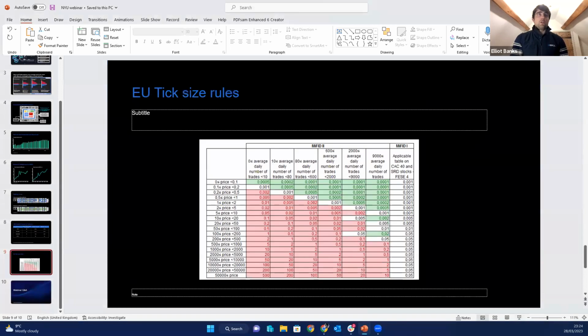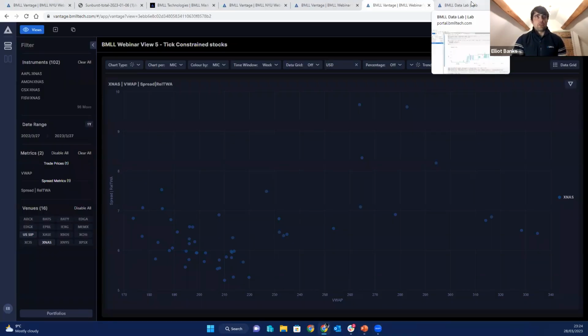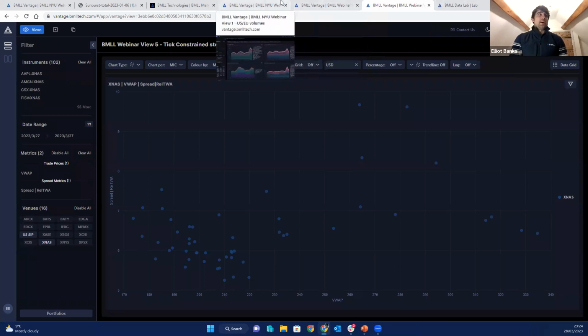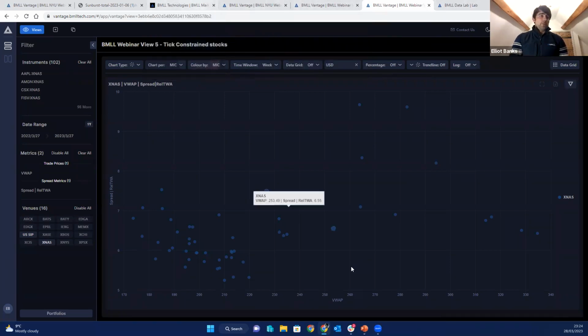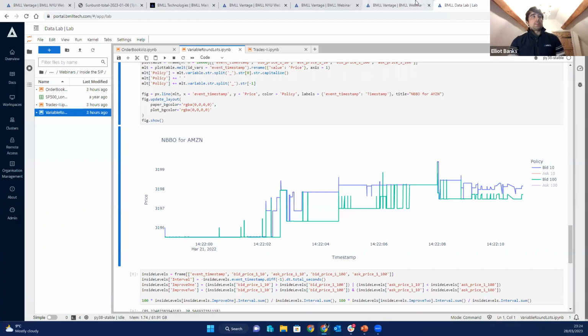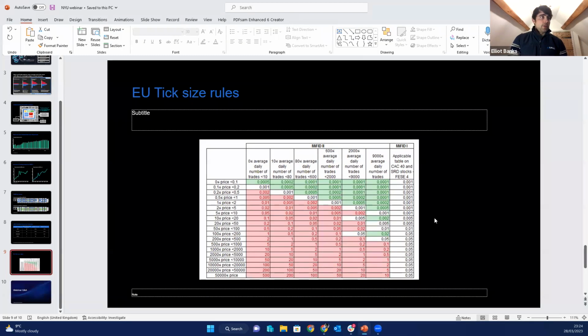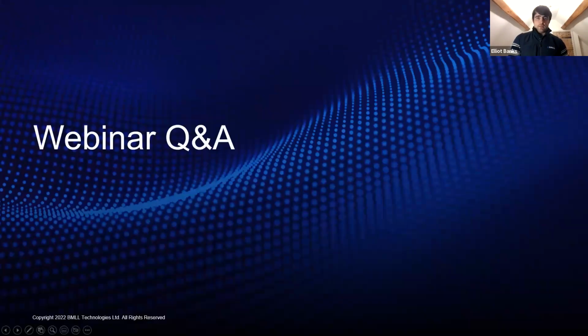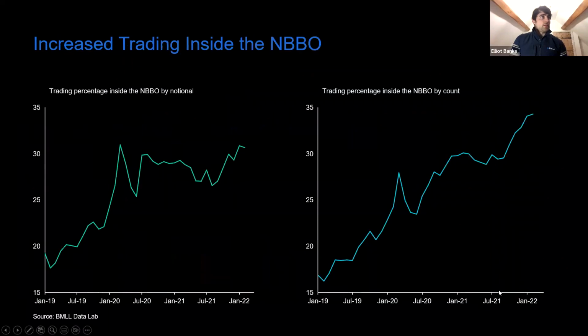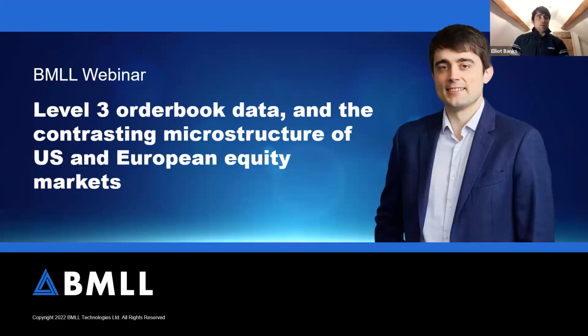So the last thing that I wanted to talk about, and I'll spend a few minutes on this, is something we haven't really spoken about yet: ETFs. There is a big difference between Europe and the US in how ETFs actually behave. The ETFs in Europe behave quite differently to ETFs in the US.